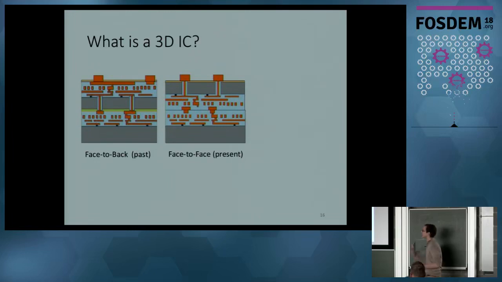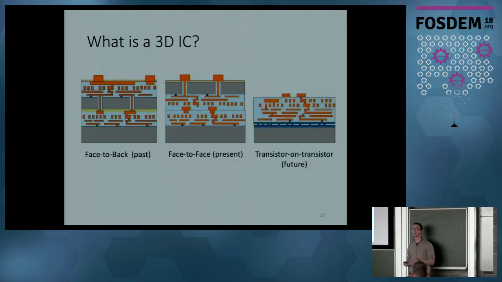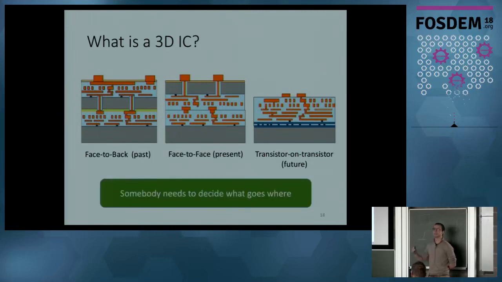Can go even further by directly having two layers of transistors, two layers of gates, directly on top of each other, and all the metal layers above them. But those are all manufacturing problems, not really what we want to focus on today. Somebody still needs to decide on which layer you will place each of your gates. So that is the decision that needs to be made.